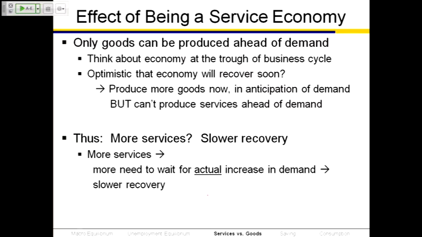This difference between the effect of goods and services is not part of what you read in any textbook, but it's an important part of understanding why the recoveries in the United States have gotten slower and slower and slower.